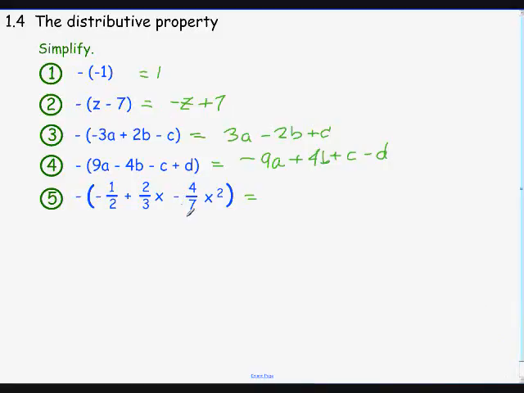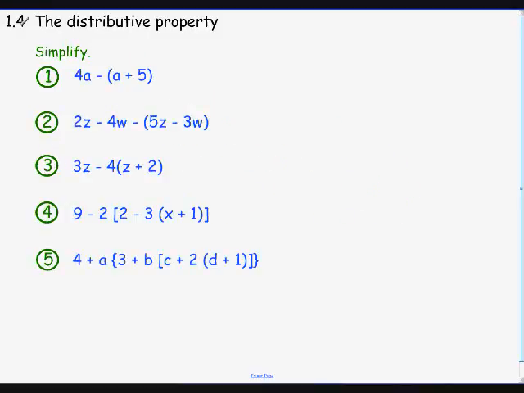We just have to recognize we've got 3 terms. Here's one of them. Here's another one. And here's another one. So the terms aren't going to change. What is going to change? Just the sign. So we end up with a positive 1/2, a negative 2/3 x, a positive 4/7 times x squared.